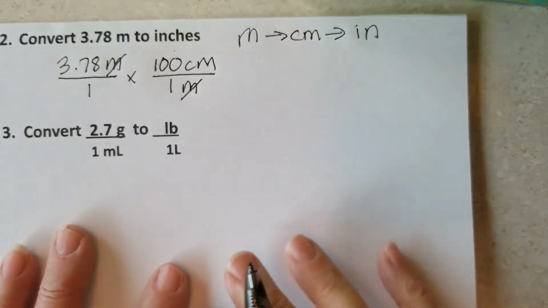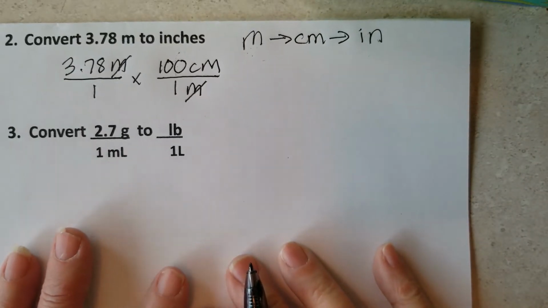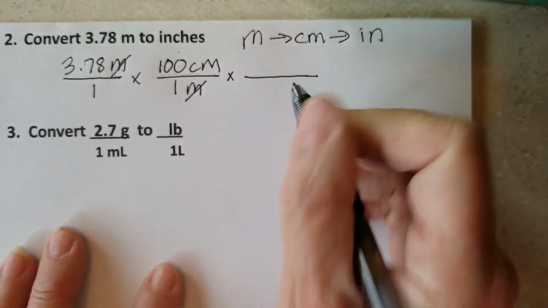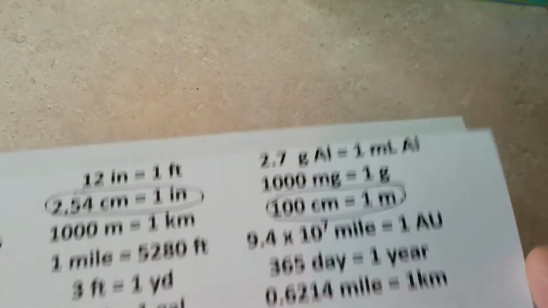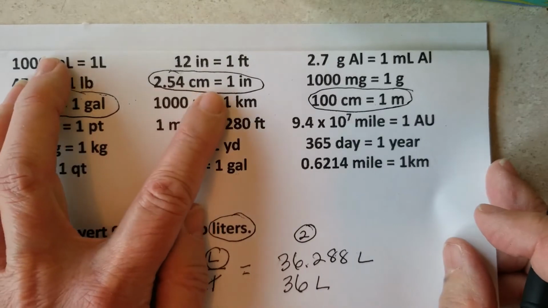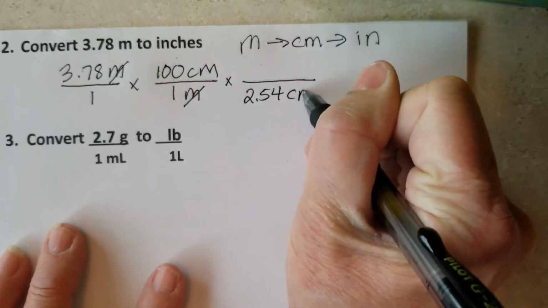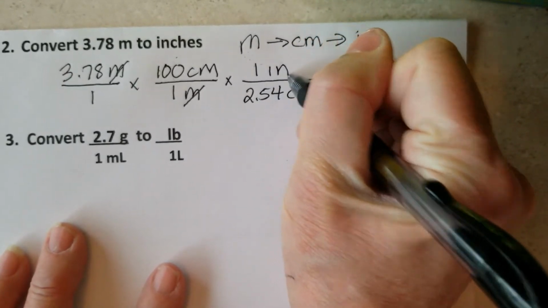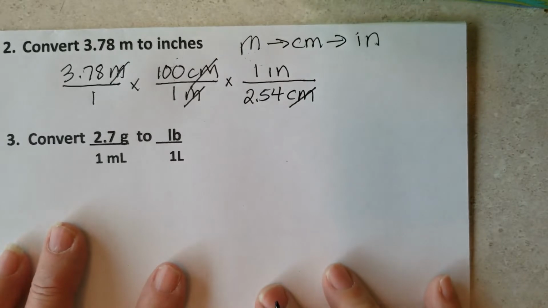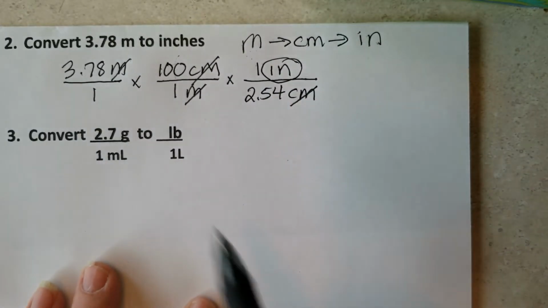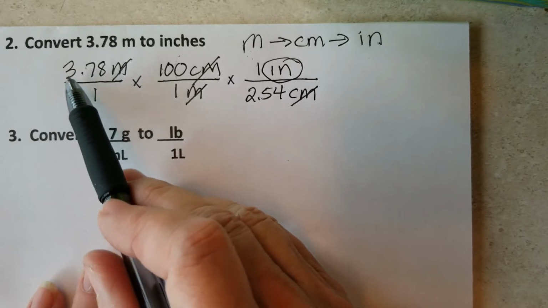If I stopped right there, my answer would be in centimeters, but I don't want it in centimeters. I want it in inches. And I go back to my conversions. There are 2.54 centimeters in 1 inch. So I put the centimeters on the bottom and 1 inch on the top. So centimeters cancel. I'm left with inches. That's good. Now I just need to get my calculator out.